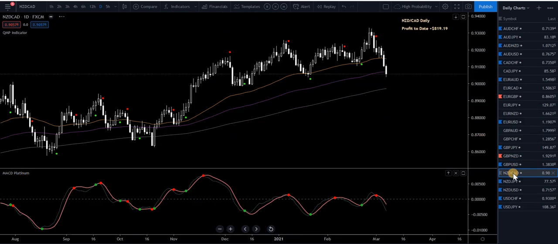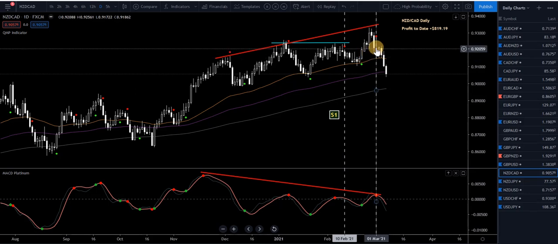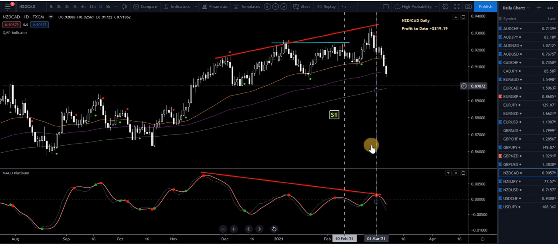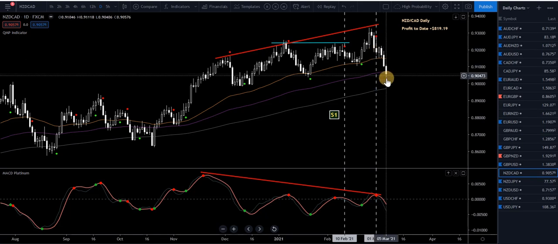New Zealand CAD, I'm sort of kicking myself a bit here. Normally I take every trade when it presents. Last trade was this sell signal here. Didn't take it. Not sure why. I think it was because we're close to the MAs. The MACD Platinum is just above the zero level. In hindsight, which is like the best indicator ever, I should have taken the sell, and it's gone down nicely.